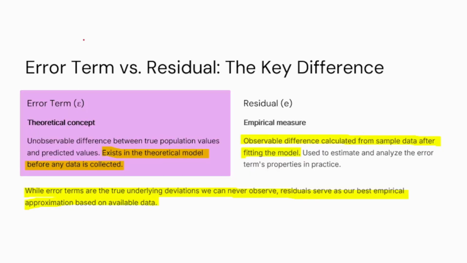Then, what is the difference between an error term and a residual term? Error term is basically the theoretical concept. It is the unobservable difference between the true population values and the predicted values. On the other hand, the residual term is the empirical measure, and it is the observable difference calculated from the sample data after fitting the model.